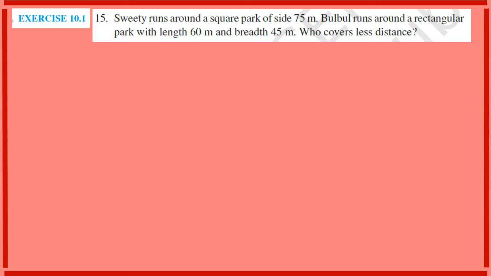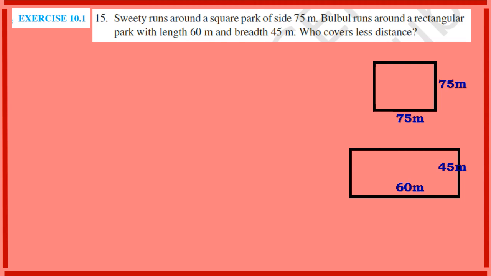Sweetie runs around a square park of side 75 meter. Bulbul runs around a rectangular park with a length of 60 meter and breadth of 45 meter. Who covers less distance? Okay, so Sweetie runs around the square park, and Bulbul runs around the rectangular park of length 60 meter and breadth 45 meter. So let us find who covers less distance.